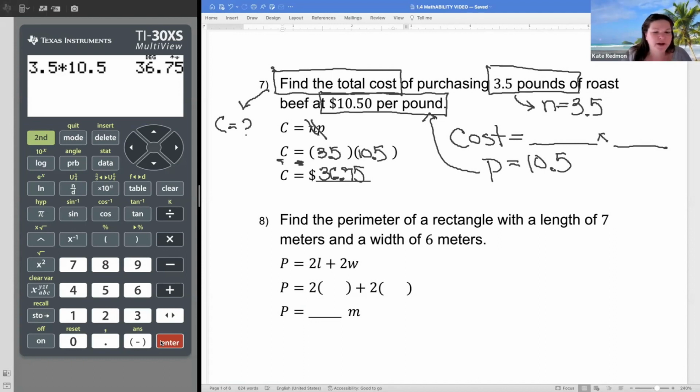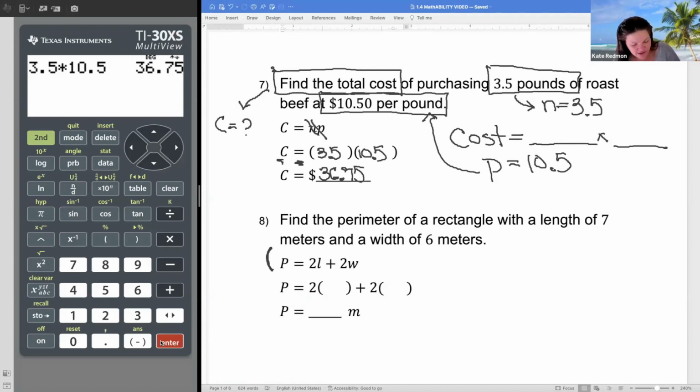All right, let's look at number 8. Find the perimeter of a rectangle with a length of 7 meters and a width of 6 meters. Now, I just wanted to do this one with you because the formula got a little more complicated. There's more to do here, but it's the same basic process. Don't freak out. So here's the perimeter of a rectangle formula. They found it for you already.